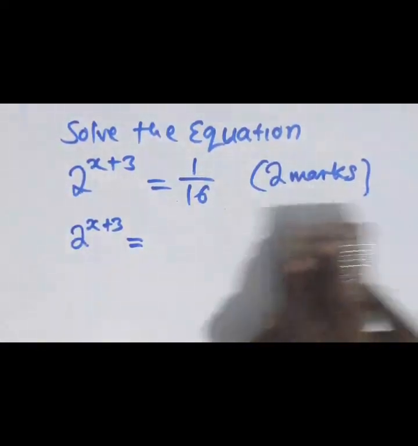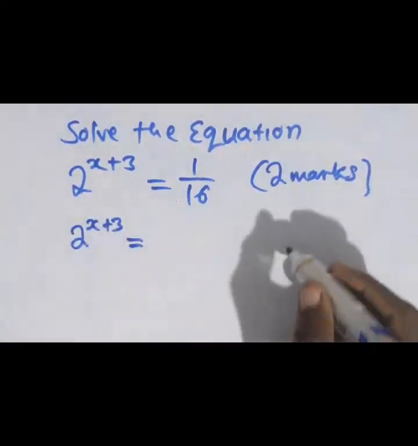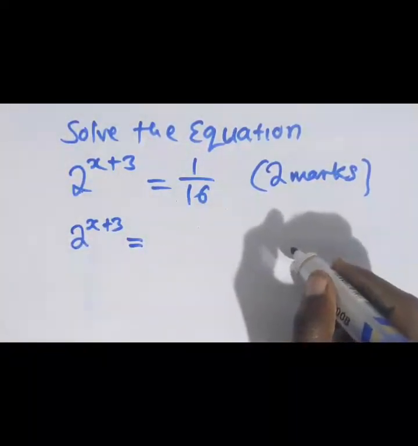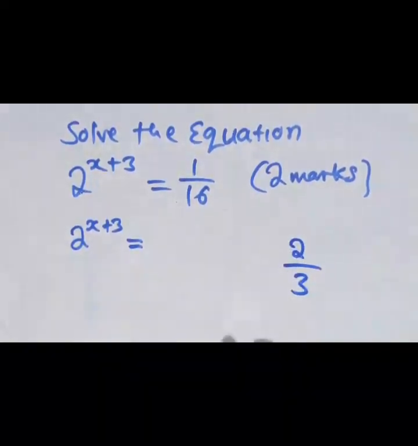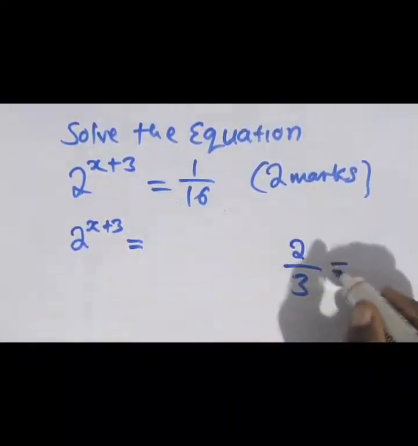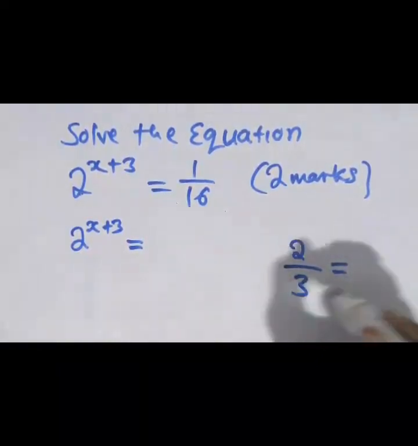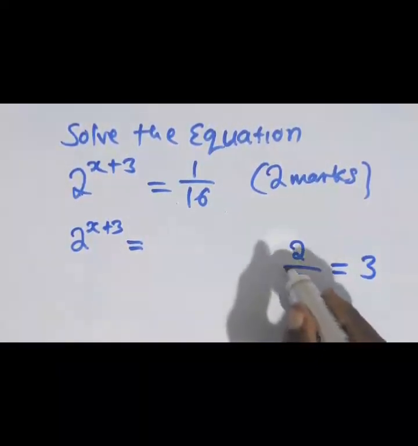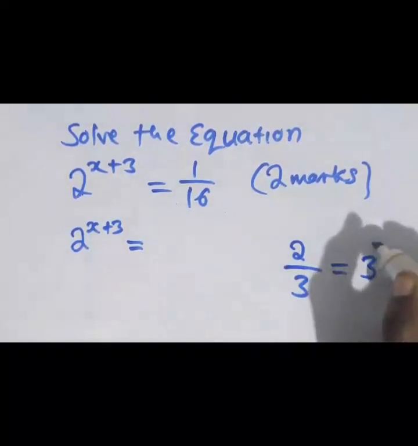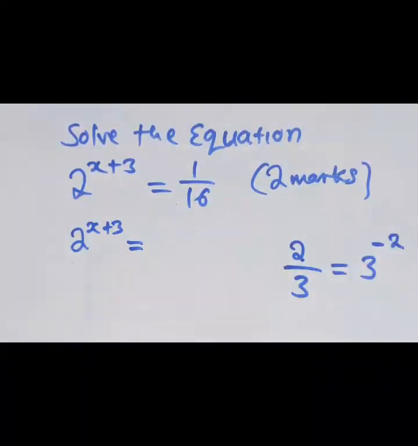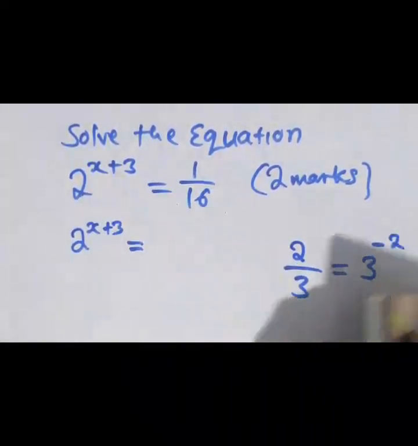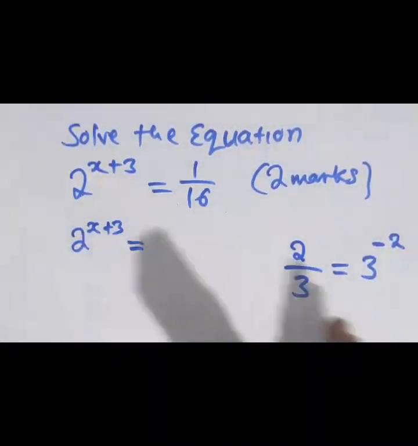Let me give you another example. Suppose you have 2 over 3. It means you get the 3 down there, then the division changes to a negative as a power, then the 2 comes as the power, something like that. The same applies with this. I hope you've understood how I changed this.